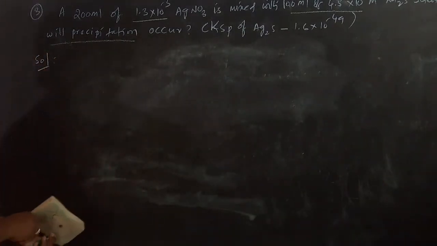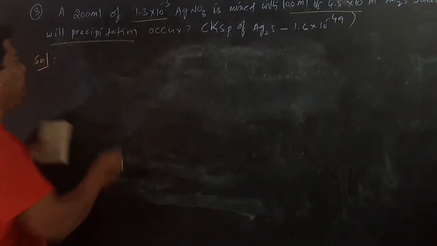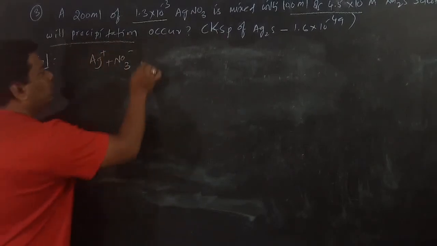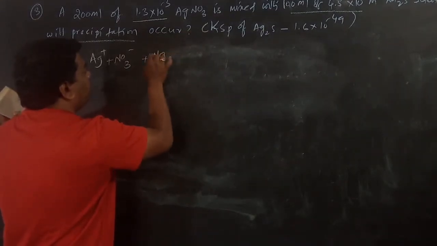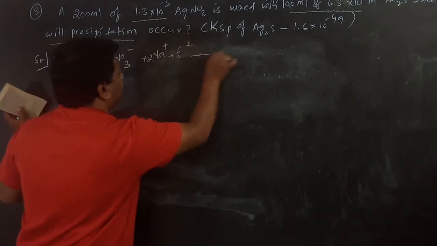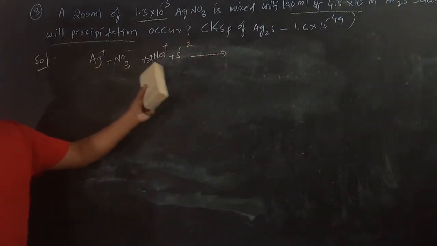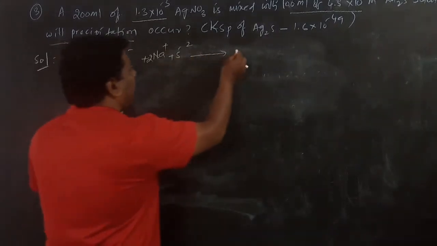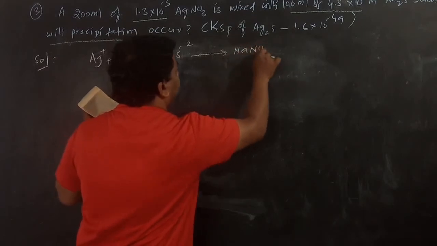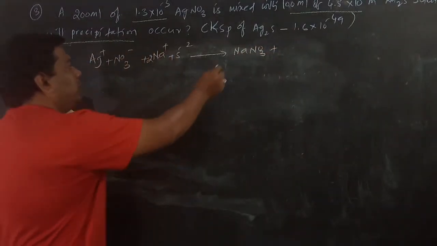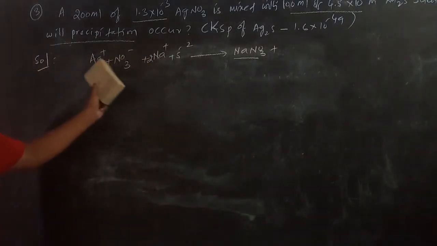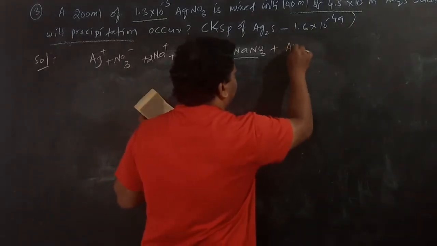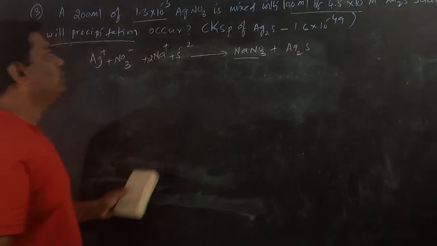What is this question asking? Silver nitrate, Ag+ and NO3-, is mixing with sodium sulfide, 2Na+ and S2-. These solutions are mixing with each other with different molar concentrations. What will happen? We know very well that it forms sodium nitrate, which is completely soluble, and the remaining compounds are Ag+ and S2-. So we expect the formation of a product.